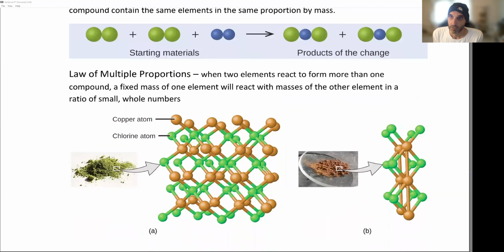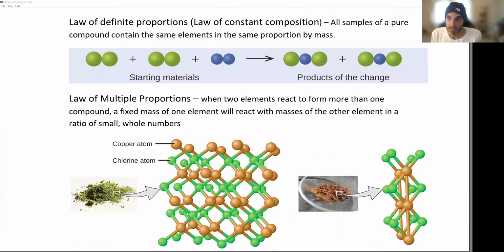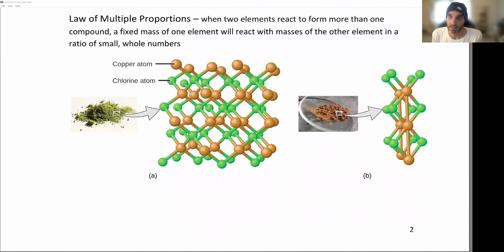So law of constant composition or definite proportions basically says a compound that behaves the same is going to have the same exact setup every single time. So water will always be 2 hydrogens, 1 oxygen, it'll always behave the same. Law of multiple proportions basically says there are a number of different compounds that we can have.